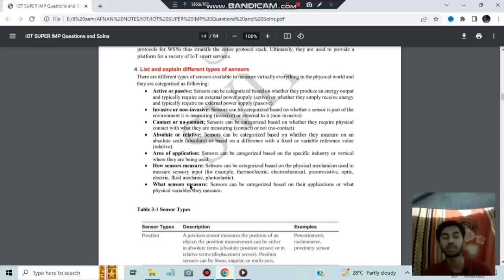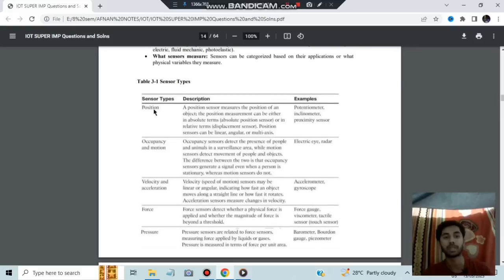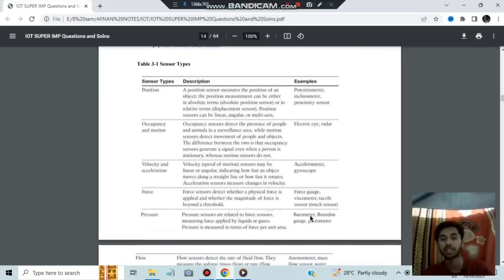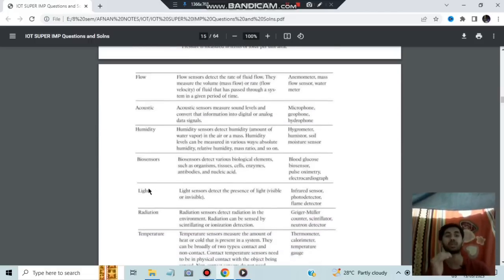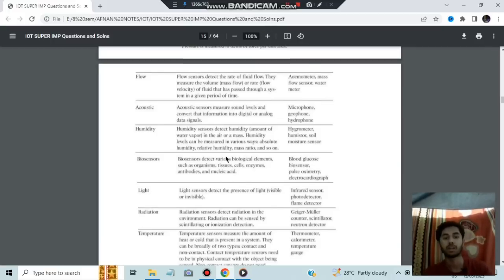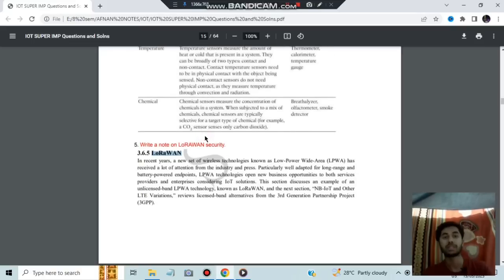Based on these types, different applications are formed here, like position, occupancy and motion, velocity and acceleration, force and pressure. The examples are potentiometer, inclinometer, electric eye and accelerometer, force gauge, barometer and piezometer. And based on flow, acoustic and humidity, biosensors, there are many different sensors for measuring different kinds of things. The examples and descriptions are also given here. So that was about the different types of sensors.